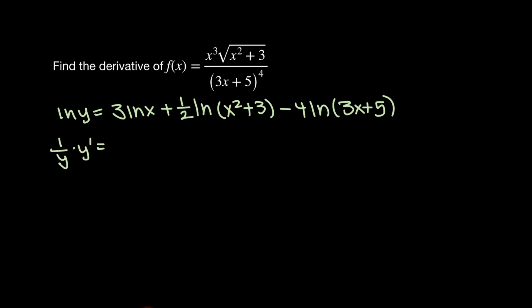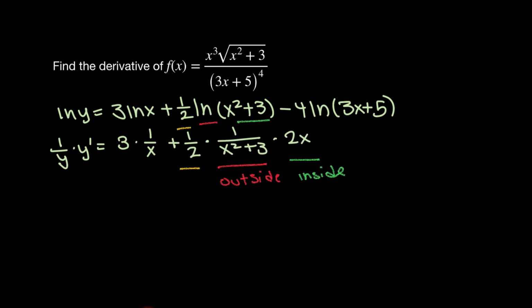On the left-hand side, natural log of y has a derivative of 1 over y, and then using the chain rule, or my implicit differentiation, I get times y prime. On the right-hand side, we have 3 times ln x. The derivative would be 3 times 1 over x. Next term, plus 1/2, that constant stays there.